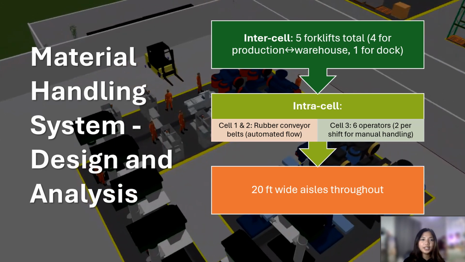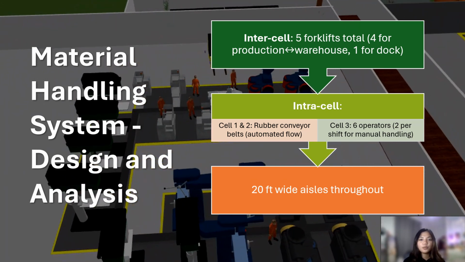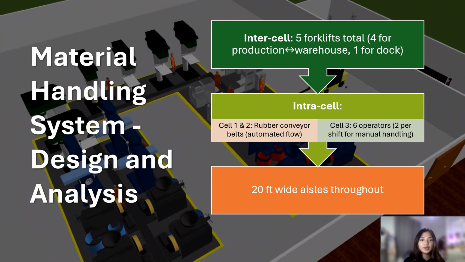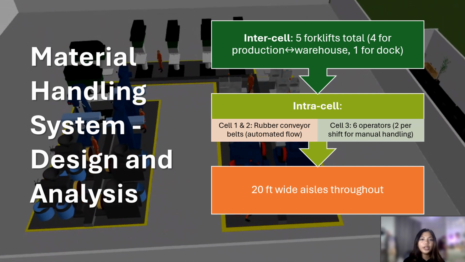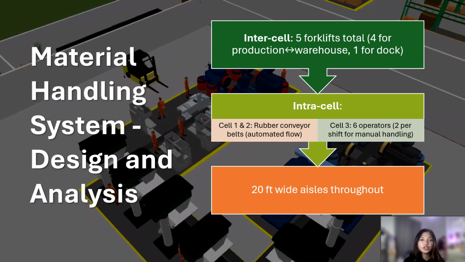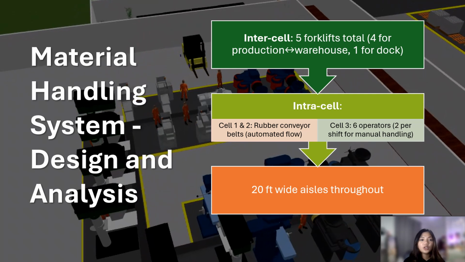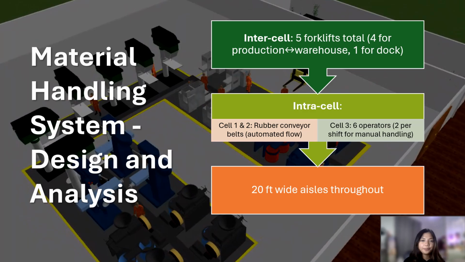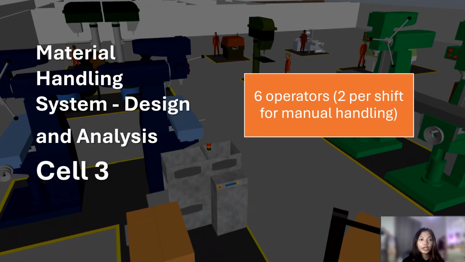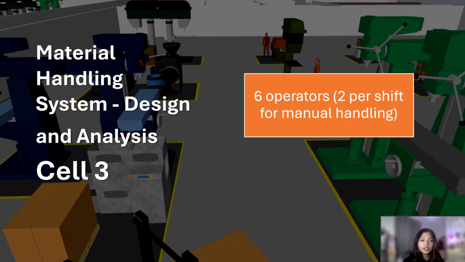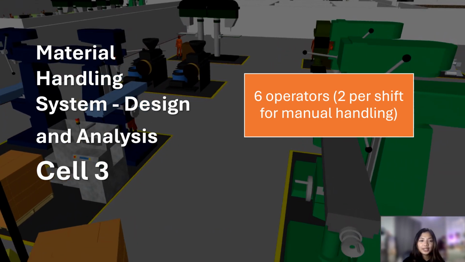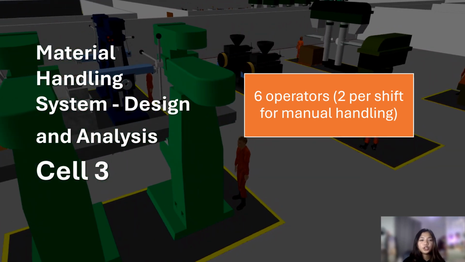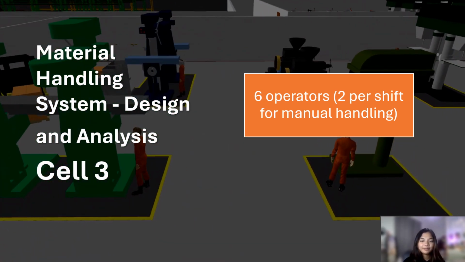Material handling is split into 2 categories. For intercell movement, we use 5 forklifts. 4 transport raw materials and finished products between warehouse and production, and 1 handles stock operations. Intercell handling in cells 1 and 2 is automated via rubber conveyor belts, selected for durability and efficiency. Cell 3, on the other hand, relies on manual handlers, 2 per shift, because of its process layout and product variability. All aisles are 20 feet wide to ensure smooth forklift and operator movement.